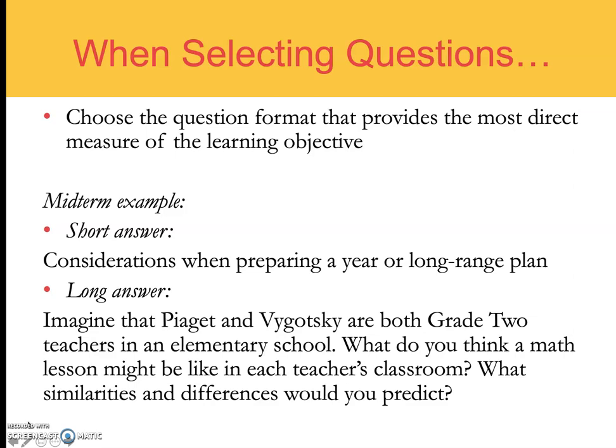So for example, we have a midterm exam. You might have been given a short answer question. So, considerations when preparing a year or long range plan. This was a type of question that we as a class in EDTS321 spent a bit of time on. We worked through it together on the board. We created an example. We discussed why we placed activities where they were. So you might want to consider that to be a short answer.